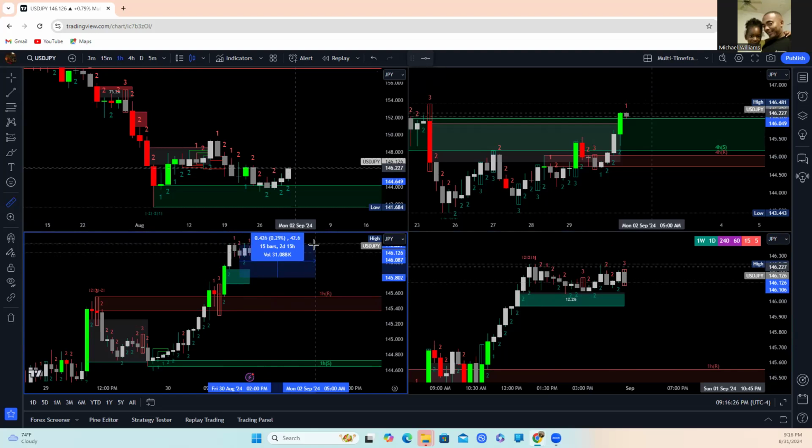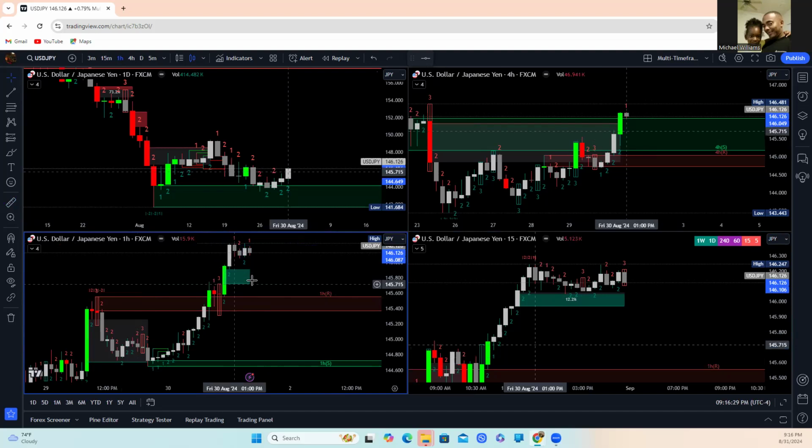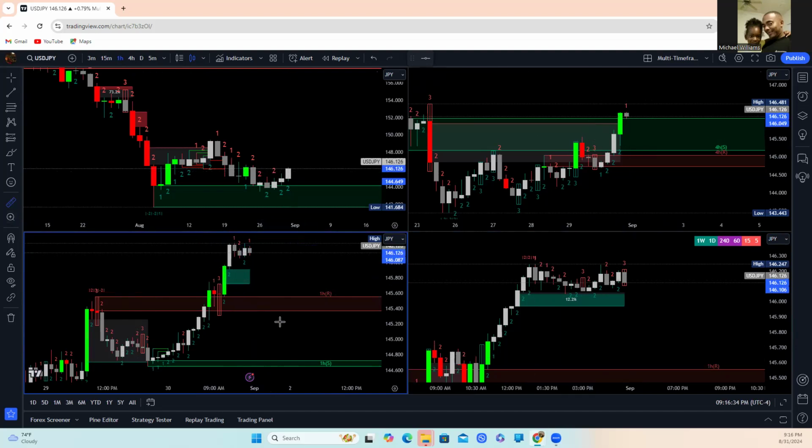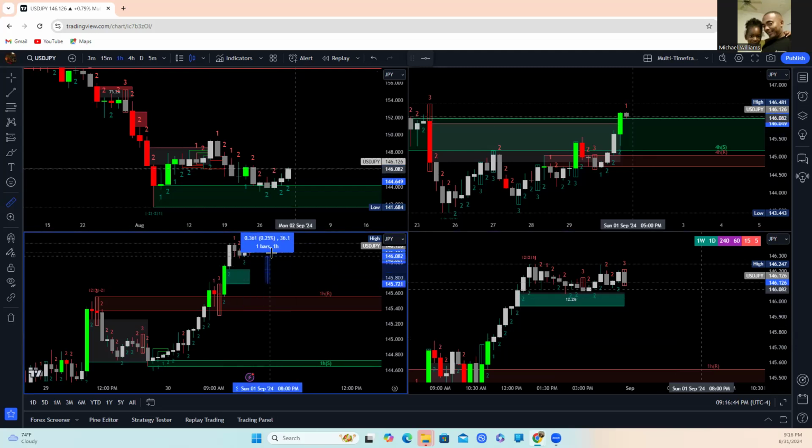So that's a 44, 45 pip move right there, right? That's at the very least. That's if it ends up mitigating half of that fair value gap. Now, if it mitigates the entire fair value gap, right? Let's say it mitigates the entire fair value gap, we get that 100%, right? Then once we get our entry signal, we go ahead and we target those same highs.